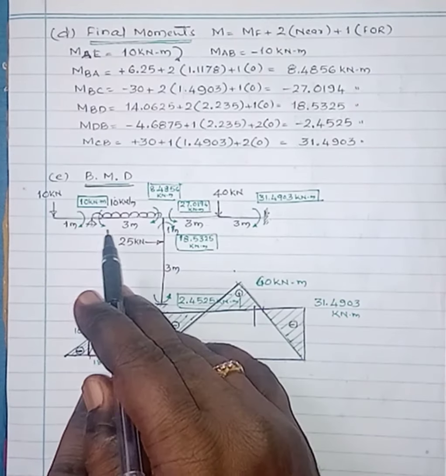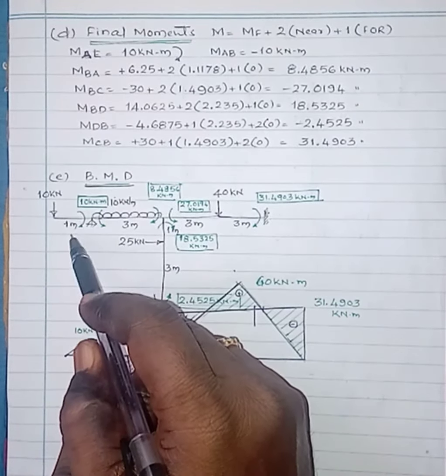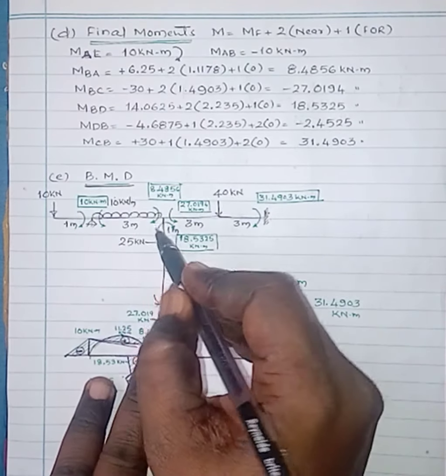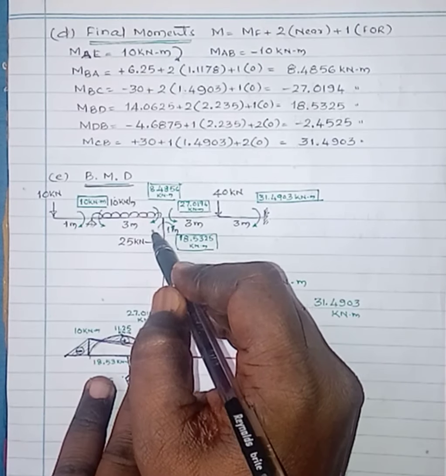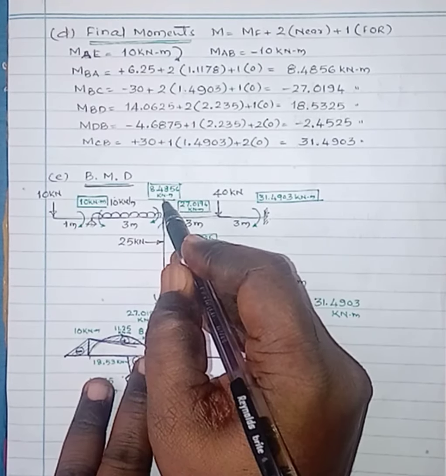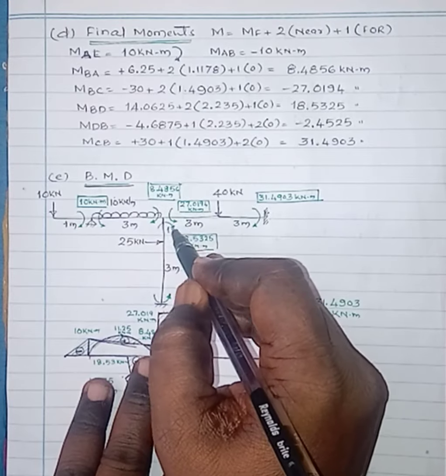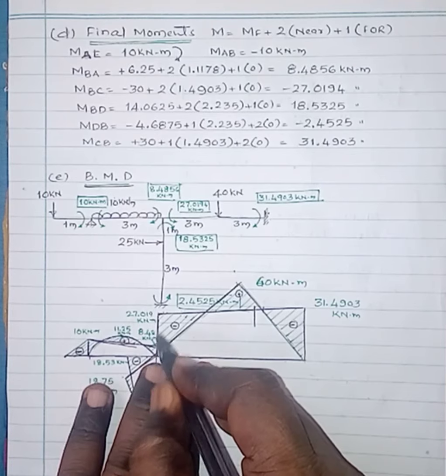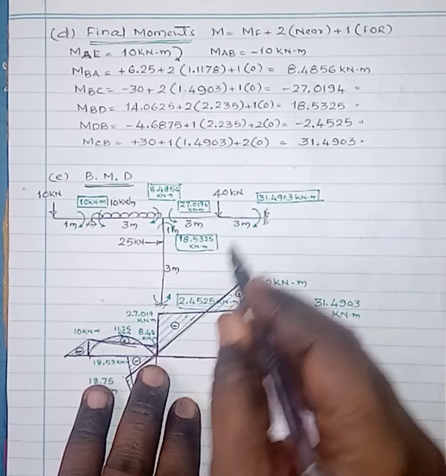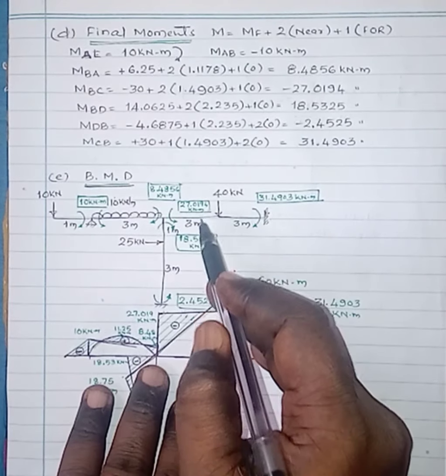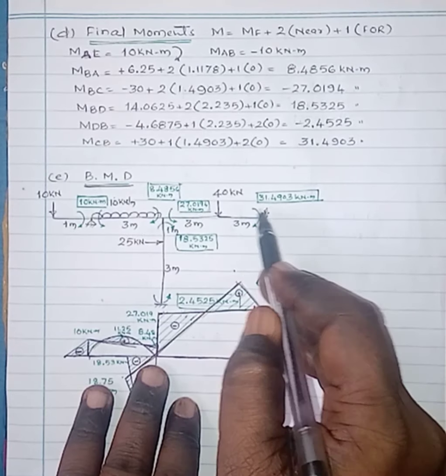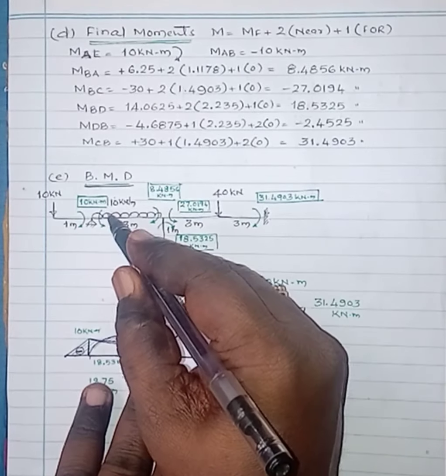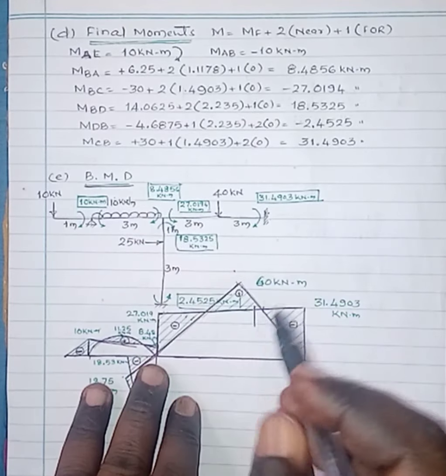Now we have shown all the moments. Here this one is 10 kilonewton meter, this one is also 10 kilonewton meter, this one is 8.4856 kilonewton meter, this moment. This one is 27.019 kilonewton meter, 27.019 kilonewton meter. This one is 31.49, that is clockwise. Here this one is anti-clockwise, this one is anti-clockwise, this one is clockwise.